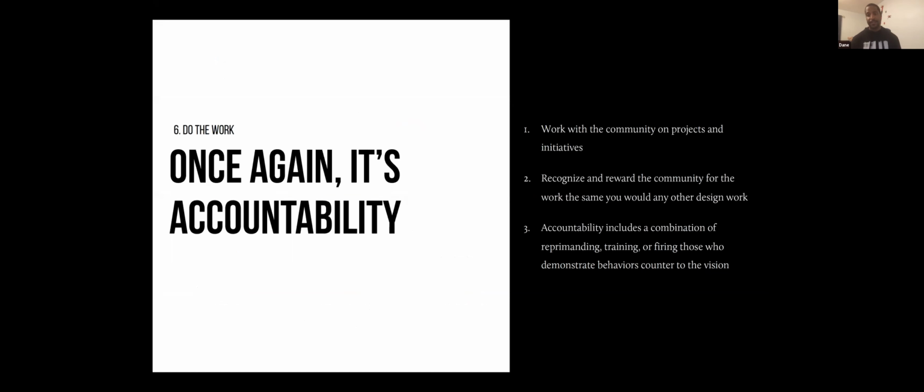And accountability includes a combination of reprimanding, training, or firing those who demonstrate behaviors counter to the vision. There is no point in putting together any type of principles, putting any type of ways of working if we're not going to hold people accountable to making this a reality. This is why I didn't create a thank you slide, because I wanted this to be what you took home right here, the accountability aspect. That is the most important part of building a diverse and inclusive design organization.